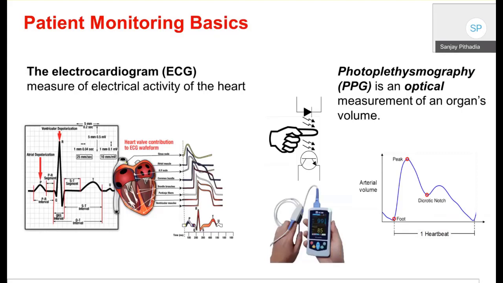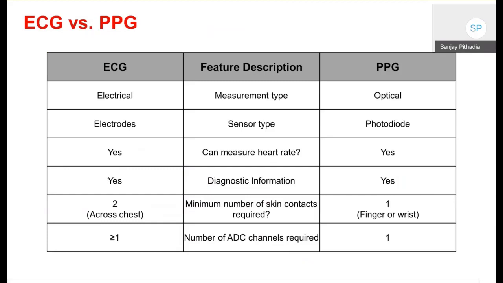So ECG is electrical information about the heart, whereas PPG is an optical measurement of a particular organ's volume. And the circuits for both of these are different because the signals are different in nature, right? Going into more detail, if we compare these two, ECG is an electrical signal, as I mentioned, and PPG is an optical measurement.